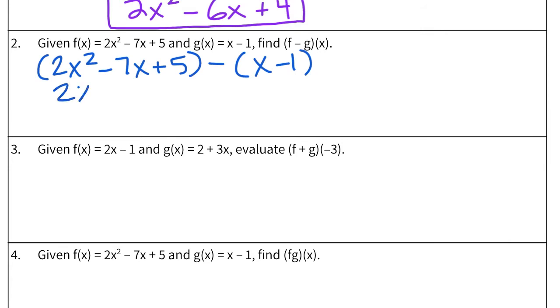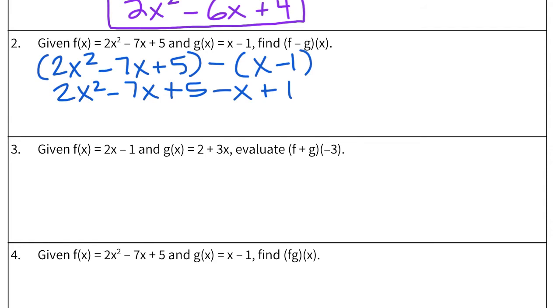So the first one is going to stay the same for now. I'm just going to rewrite it. But on that second set of parentheses, I have negative times x would be negative x. And then negative times negative 1. So negative times a negative makes that positive.